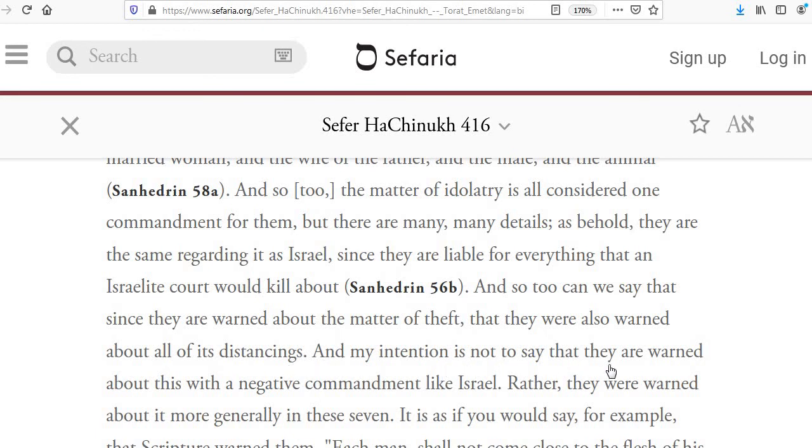And my intention is not to say that they are warned about it with this, or about this with a negative commandment like Israel. Rather, they were warned about it more generally in these 7.